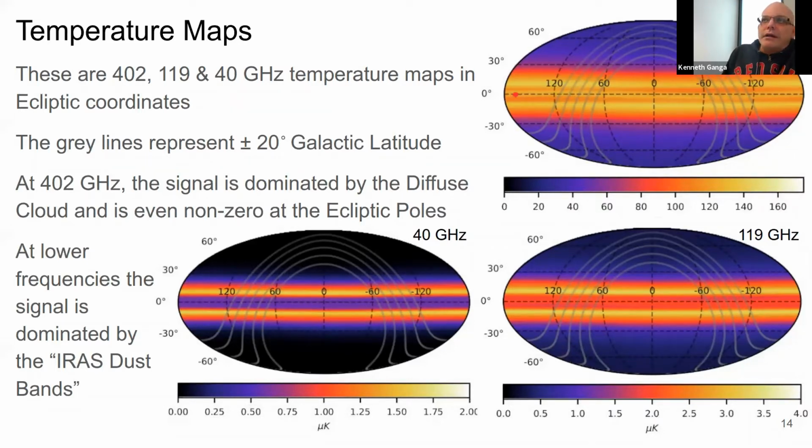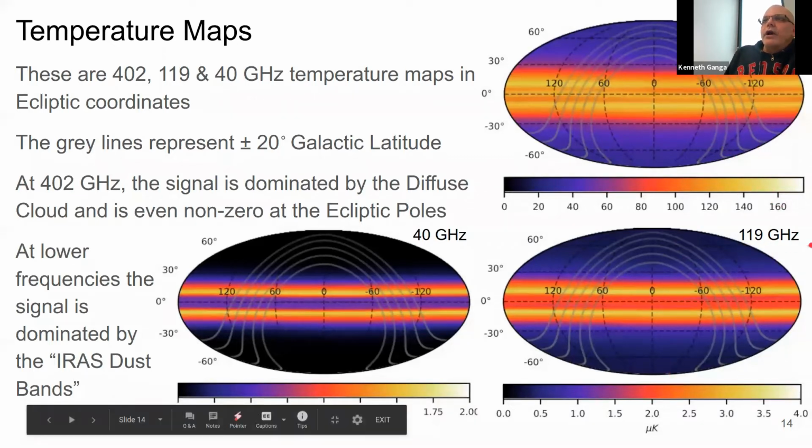Now I'm in ecliptic coordinates. So this is the ecliptic plane. I've represented the galactic plane here with these 5 gray lines. So this is where it's brightest. These are in micro K CMB. So even at the highest frequency channel, it's not that bright. It's comparable to the CMB anisotropies.